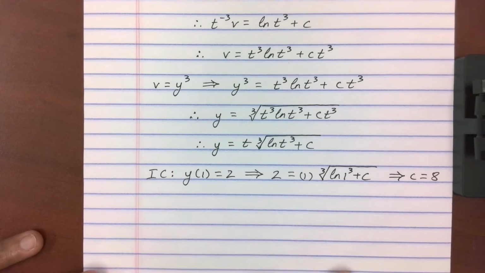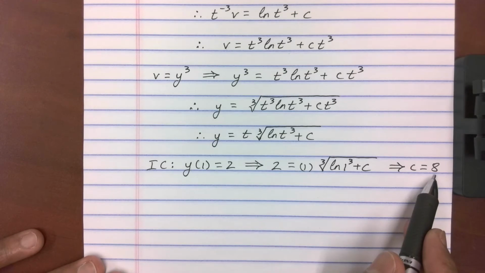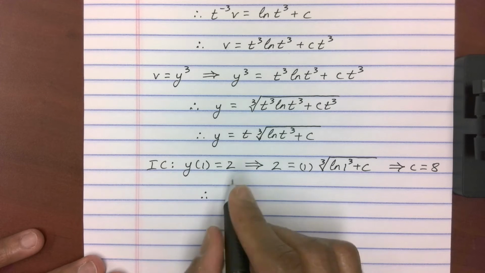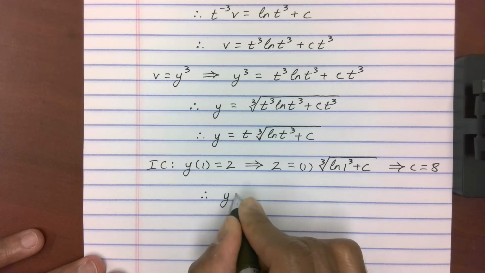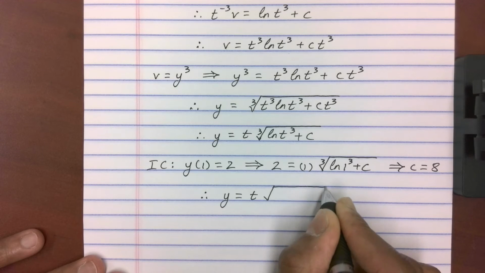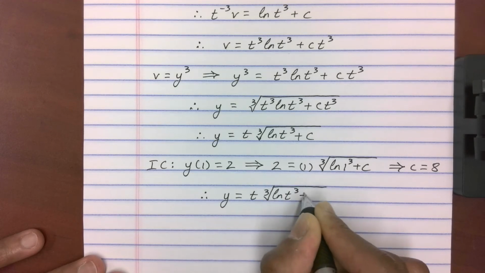And now to get the unique solution, all we have to do is substitute c with its appropriate value, which is 8, and therefore the solution to the IVP is y equals t times the cube root of natural log of t cubed plus 8.